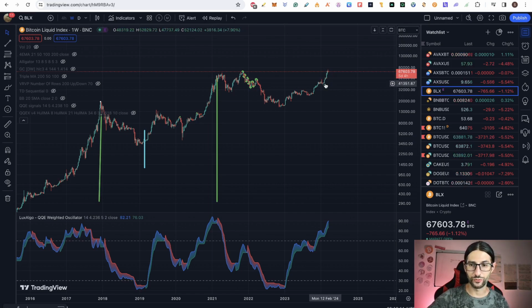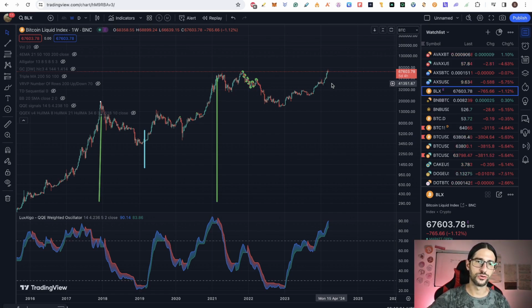We can go down to $40,000 and get some support over there easily, and then come back for the next leg up of the bull run for the end of 2024 or 2025. That would be my most probable scenario for this year and 2025.